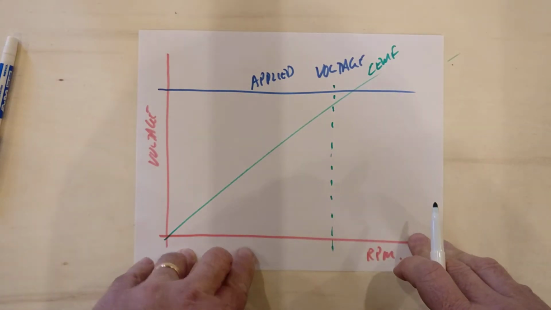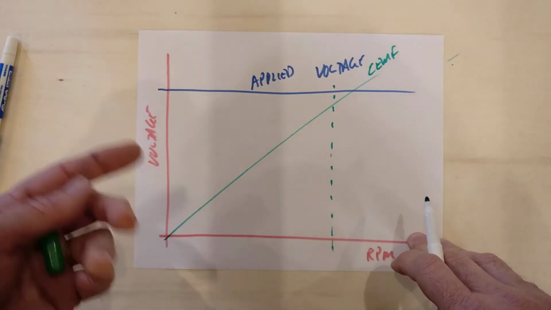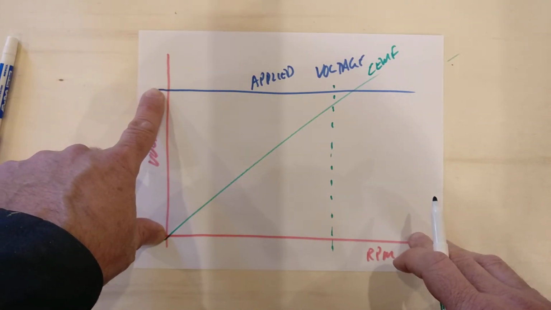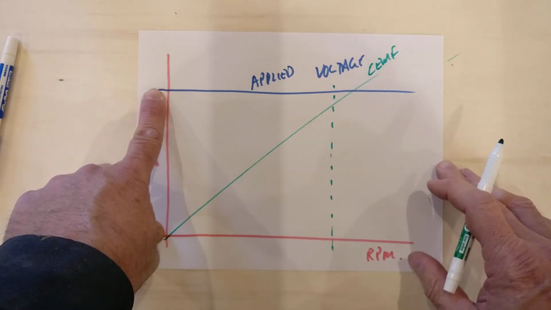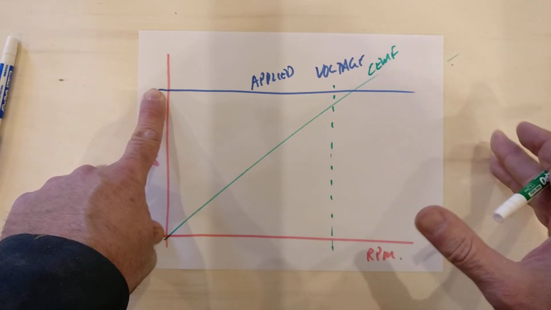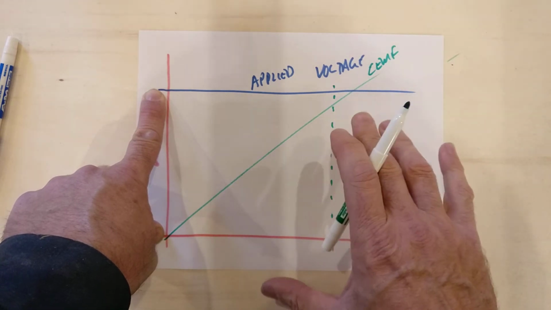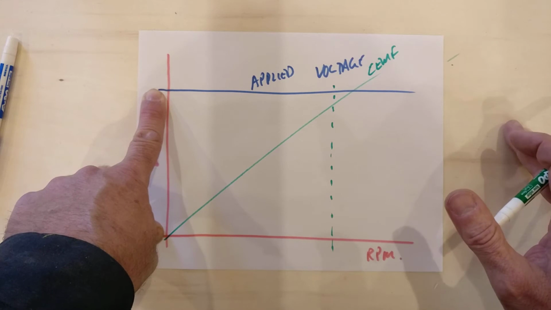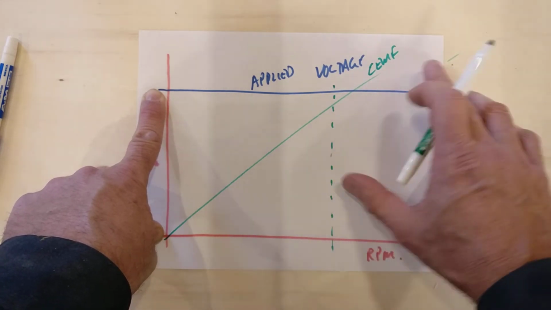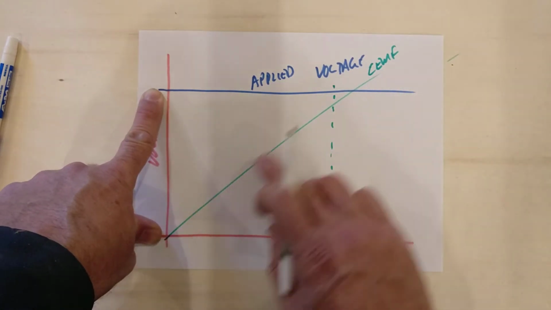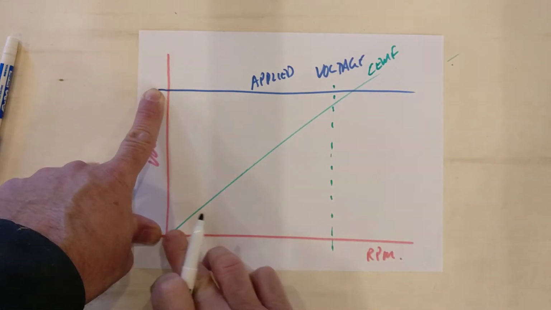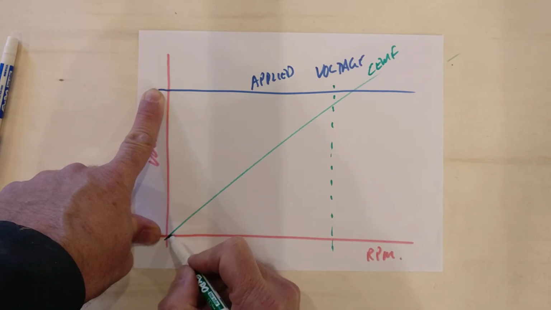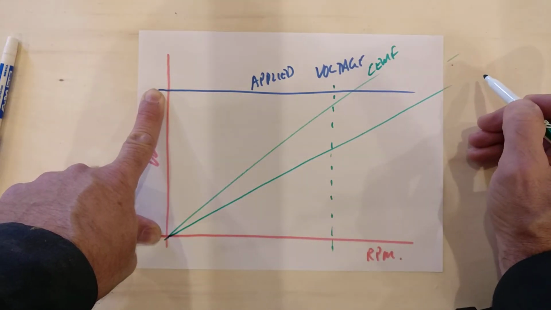But what happens when I reduce the field current is the motor starts to have a difficult time producing counter EMF. Remember that counter EMF is the voltage that's induced into the armature windings because it's spinning through a magnetic field. If I reduce the strength of that magnetic field, the motor actually has to run faster in order to produce the same amount of counter EMF. So with a weakened field, what actually happens is this counter EMF line becomes less steep. So it might start to look like this.